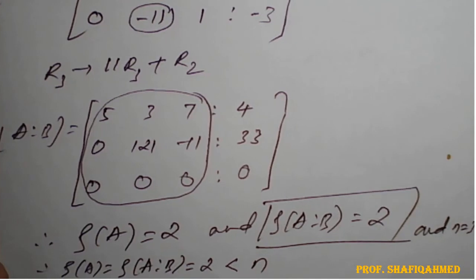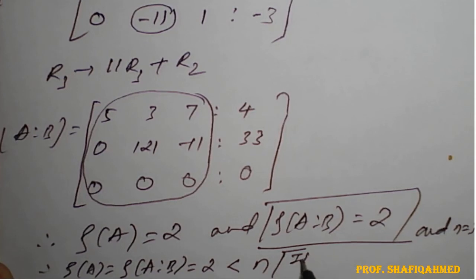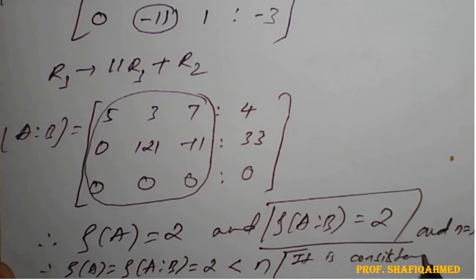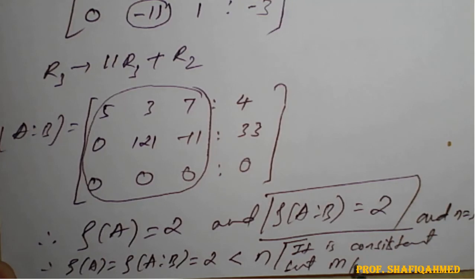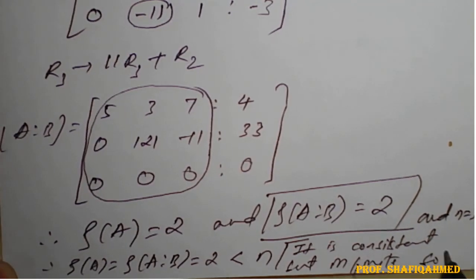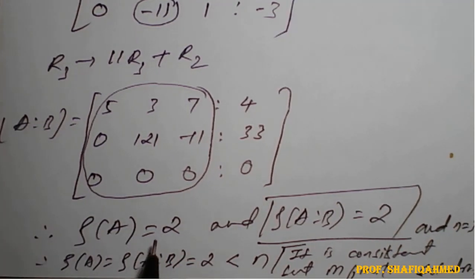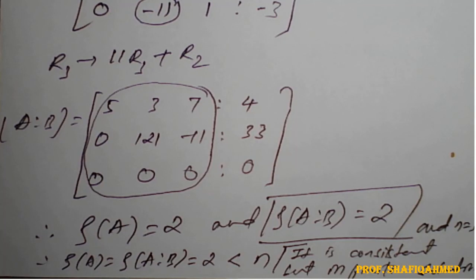So it is consistent. I can say that it is consistent but infinite solution. It is what here? Consistent but infinite solution, because rank is less than n value, which is 3. So therefore infinite solution. So we need to stop here only. So in this way we need to simplify the problems.